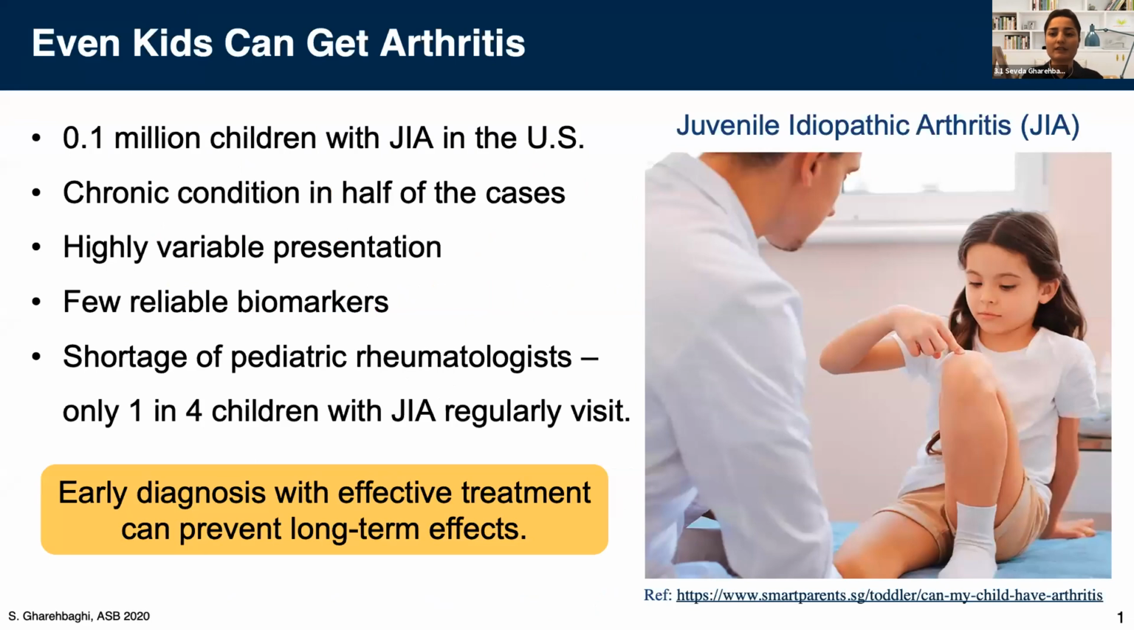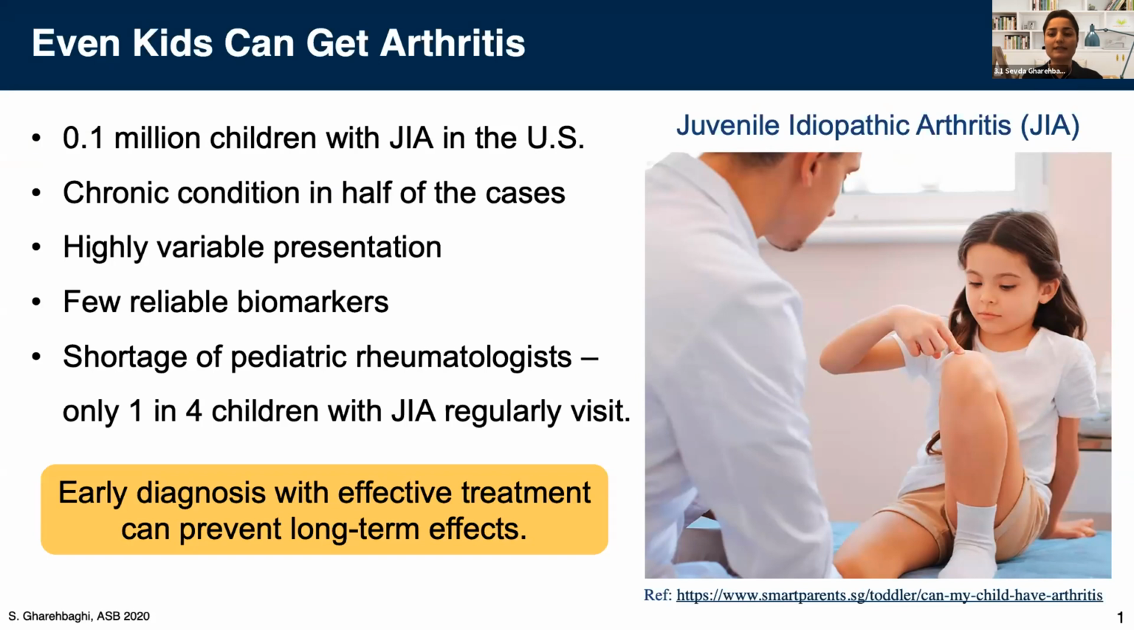Here, we targeted children diagnosed with an autoimmune disease called juvenile idiopathic arthritis, or JIA in short. Inflammation of a joint is called arthritis, and idiopathic means that the origin is unknown. Children with JIA form a population of 0.1 million in United States. In half of the cases, it can become a chronic condition and last for several years, affecting the patient's quality of life. Unfortunately, it has a high variability presentation, and there are few reliable biomarkers.